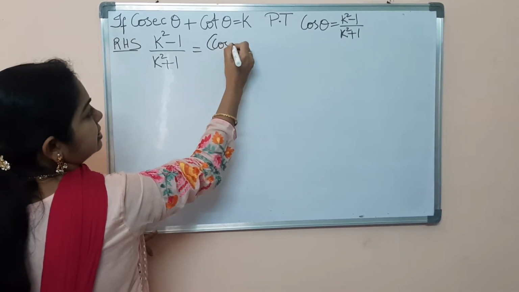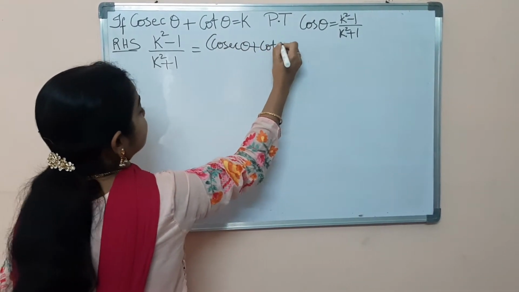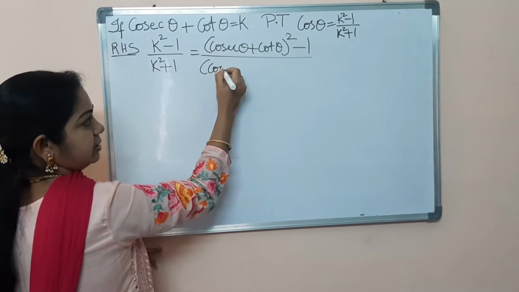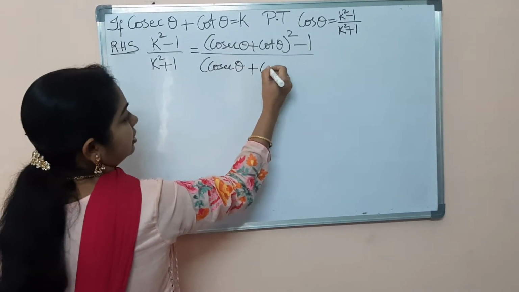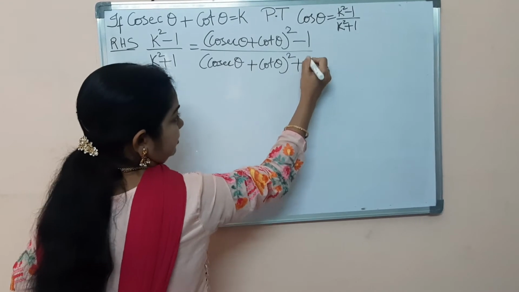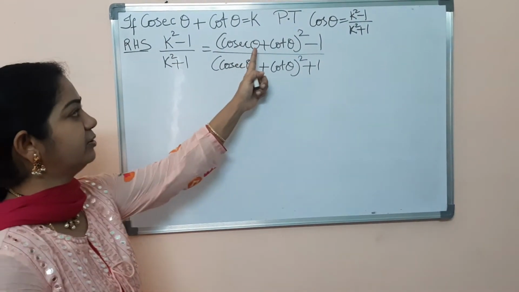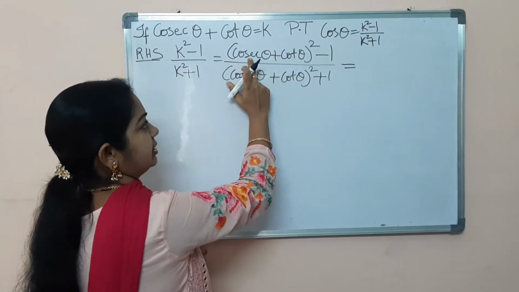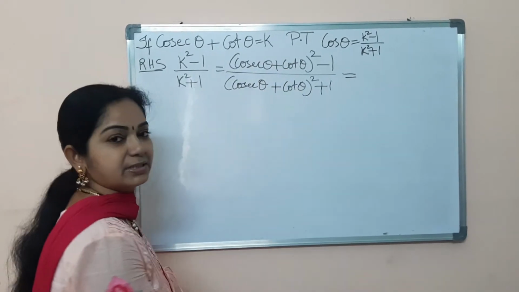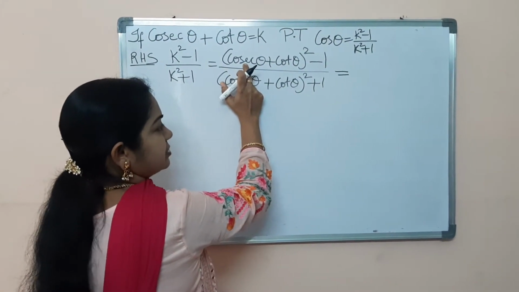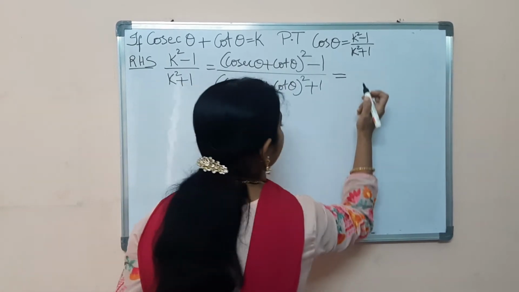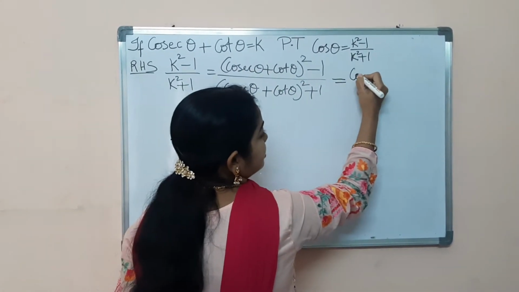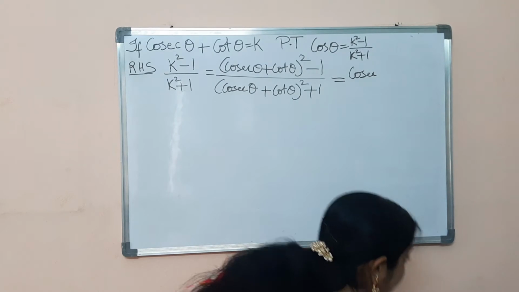So I'll substitute the k value here. K is cosecant theta plus cot theta, whole square, minus 1, by cosecant theta plus cot theta, whole square, plus 1. Simply I have substituted the value of k here. Now if we expand this, it is in the form of an algebraic identity, a plus b whole square. I'll take a as cosecant theta, b as cot theta. I'll expand it. A plus b whole square is a square plus b square plus 2ab.